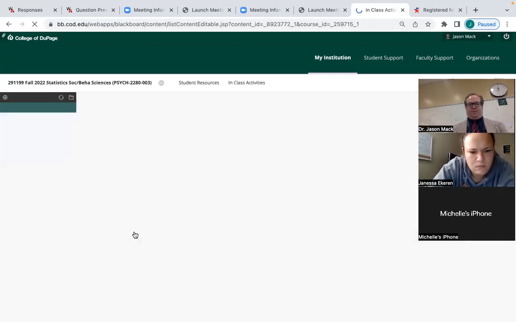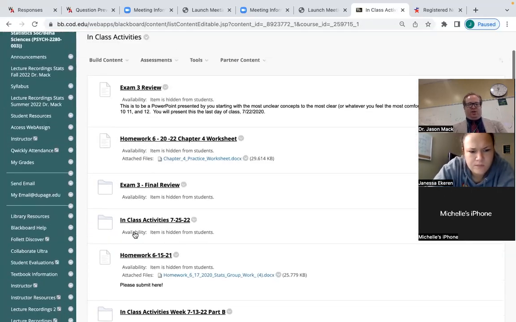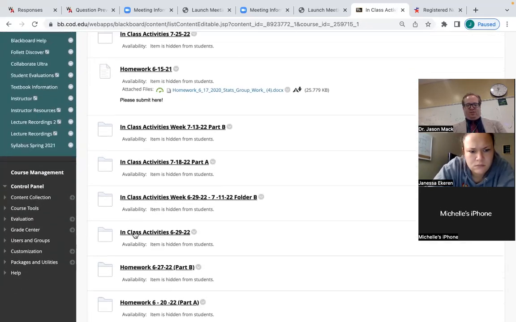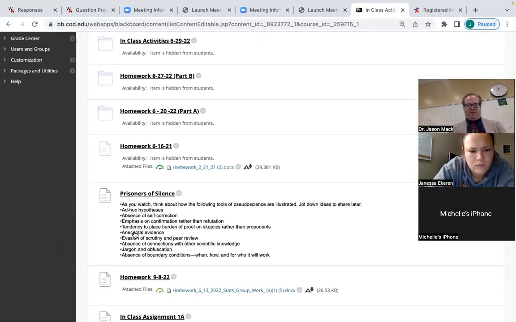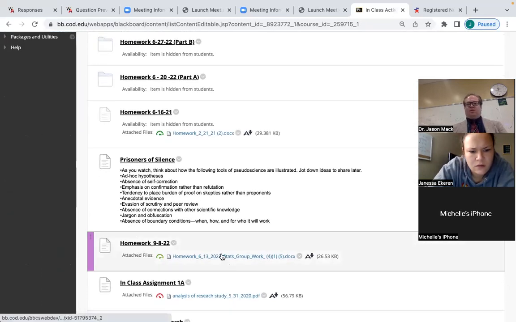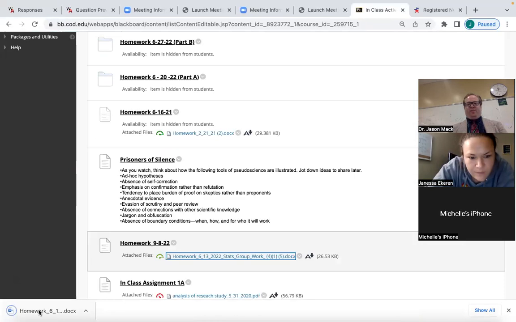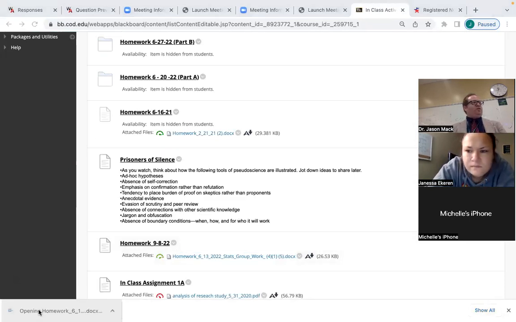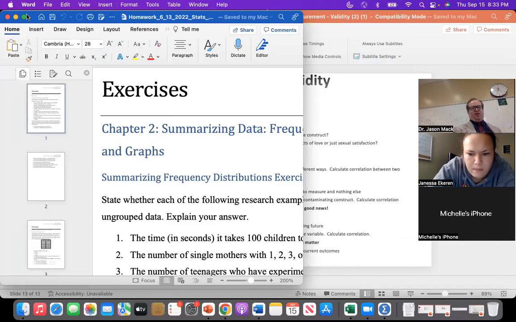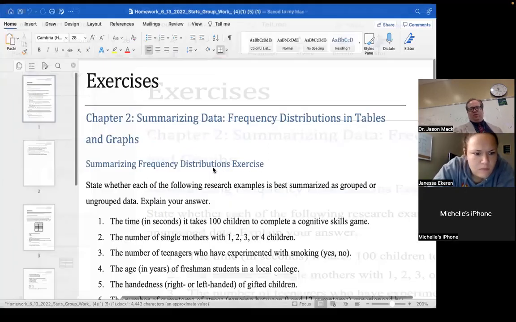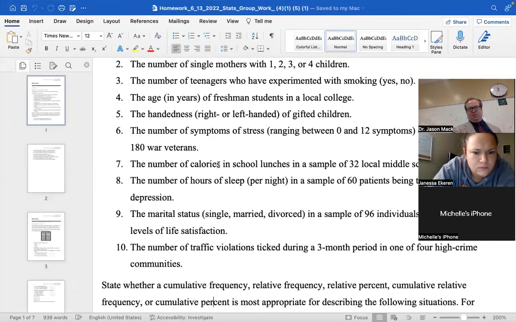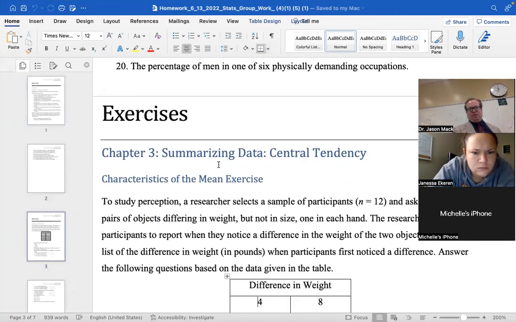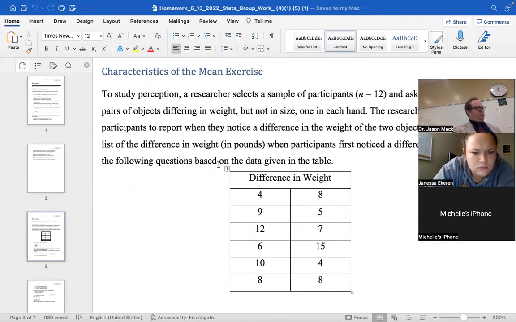So we're going to in-class activities right here. And then scroll down till you see some that you can't see. That's on purpose. Homework 9-8. And you're gonna click on that. We did the first half in our last class. We're looking for chapter 3. Chapter 2 we already did. No one handed that in yet because I didn't make that due. And then you're gonna go down to summarizing central tendency, and do chapter 3. It's a couple of pages.